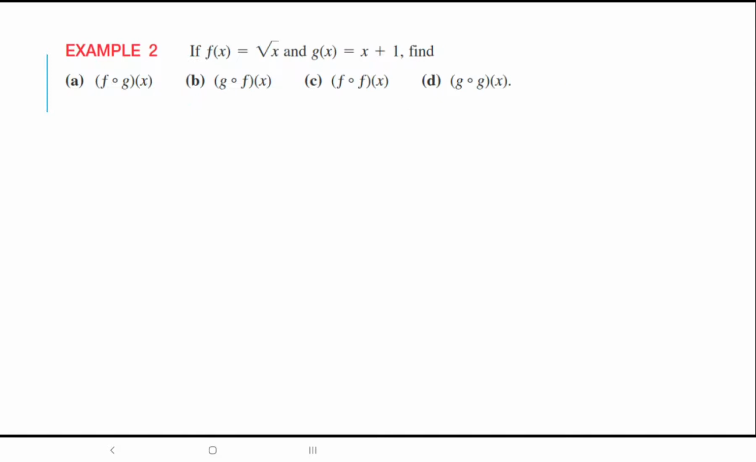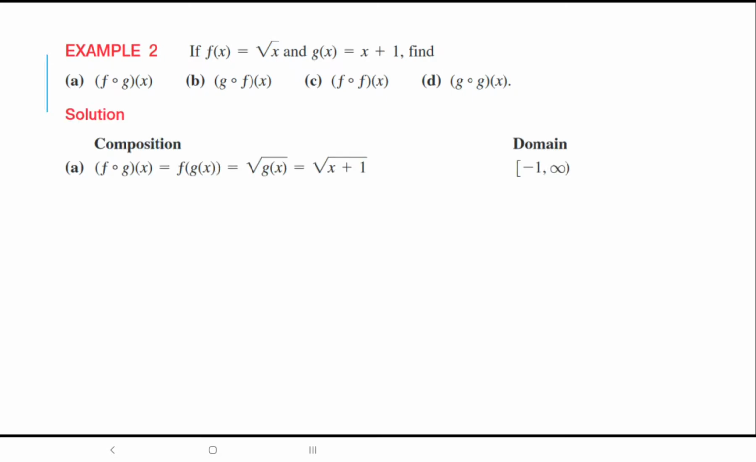Okay, so we have the following example. So suppose we have f of x equal to the square root of x and then g of x to be x plus 1. We need to find the following values. Okay, so a is f of g of x. So this is just basically pinasok lang natin si g of x kay f. So we get the square root of g of x, which is just equal to the square root of x plus 1. Okay, so the domain of this function is -1 up to positive infinity.